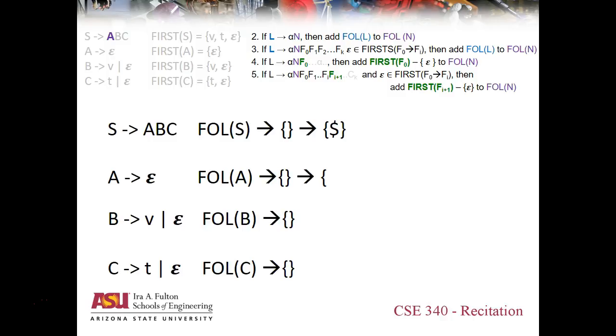Add the first of B minus epsilon into follow of A. Yeah. So rule 2, does rule 2 apply? Is it the rightmost? No. So A is not on the end. And rule 3, which is what I think you're saying. Rule 3, does it apply? Is there a non-terminal directly to the right of A? Yes. So we would take that non-terminal.